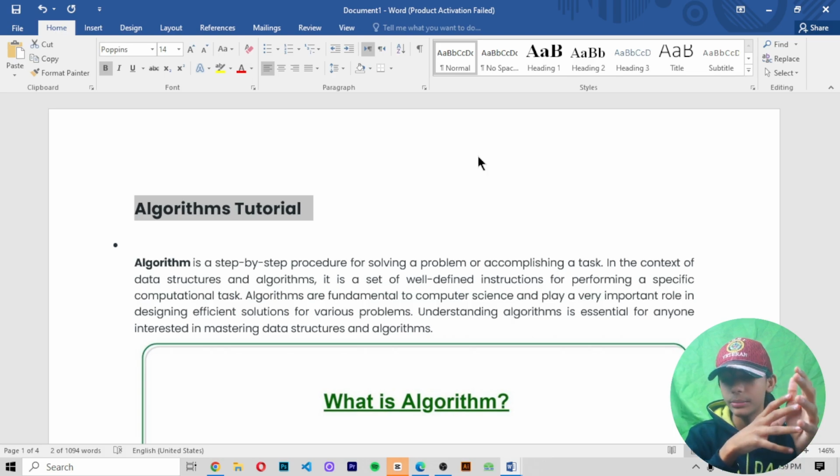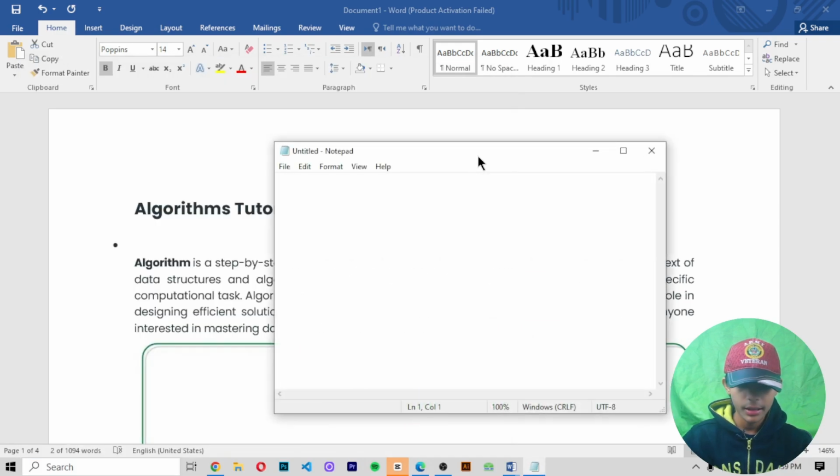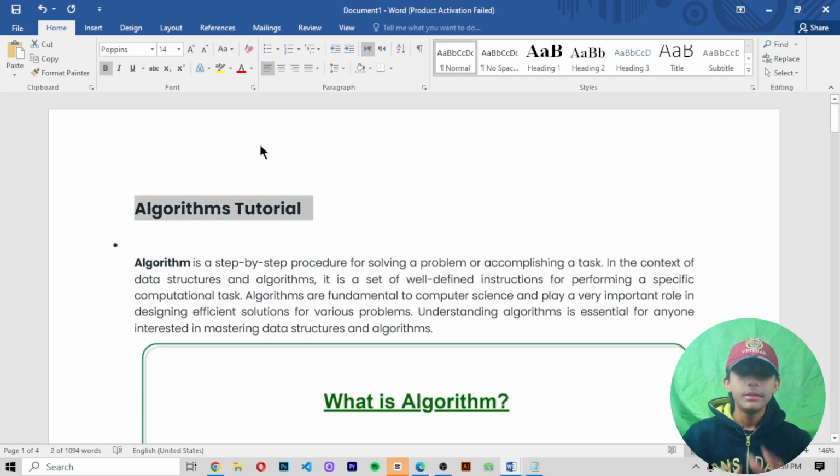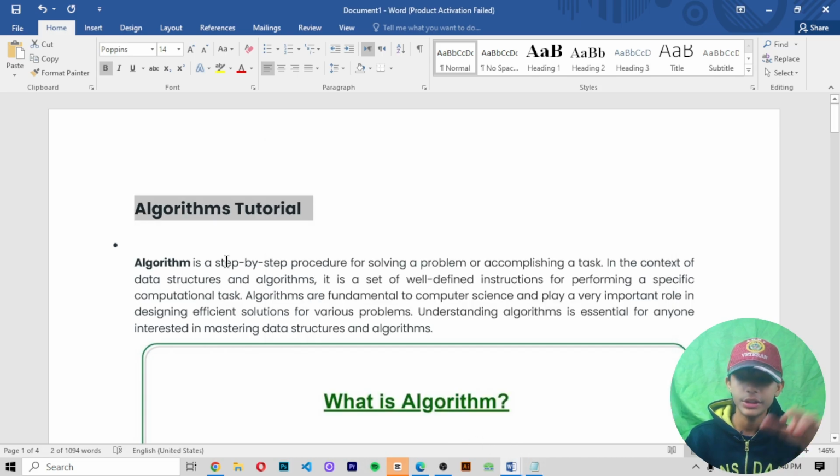What are algorithms in DSA? Let's start without wasting any time and talk about what algorithms are in DSA. First of all, let me write one thing here, and then I'm writing 2. Okay, like that. Now let's talk about what algorithms are.